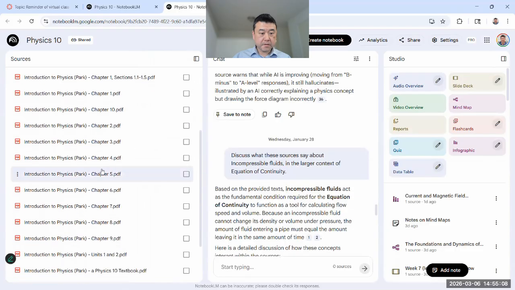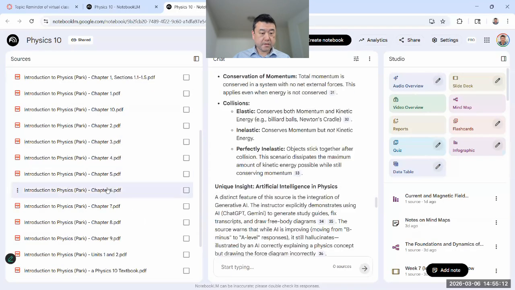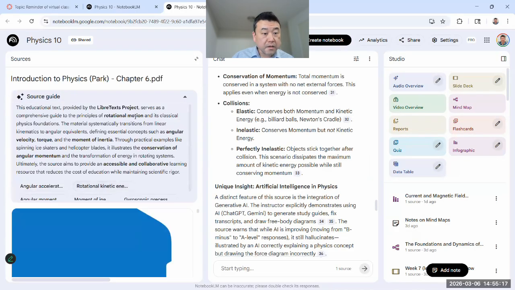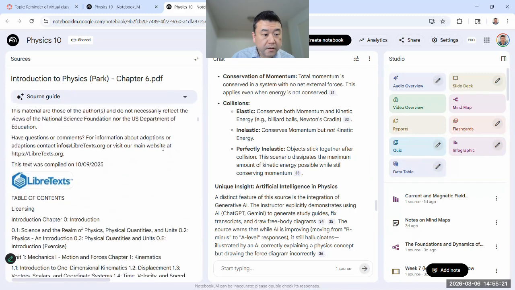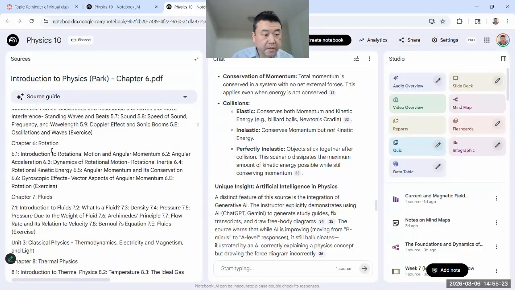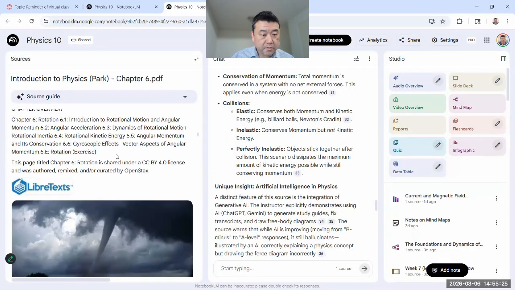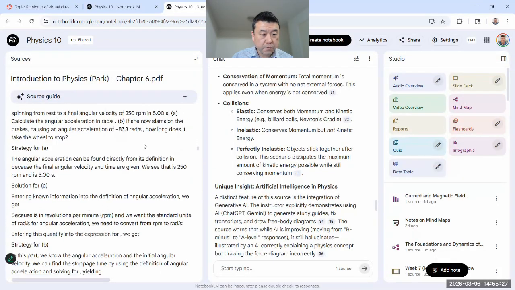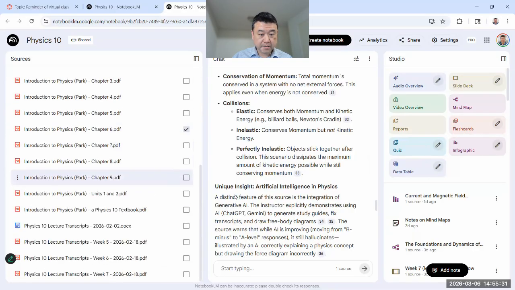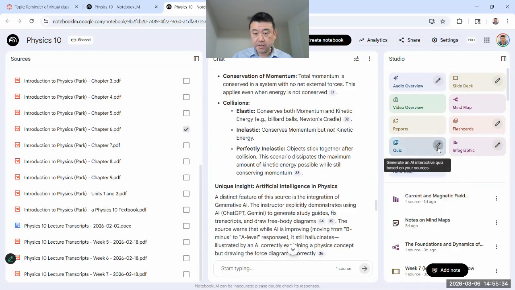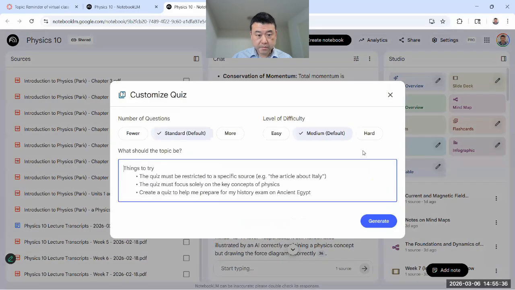It should have done that. Which chapter is it? I want to say chapter 6. I think that's the rotation chapter. Let's just double check. Yeah, chapter 6, rotation. So it should have given me some rotation questions and it didn't. So I'm gonna pick chapter 6 and have it generate another quiz. I guess I could make it hard later.